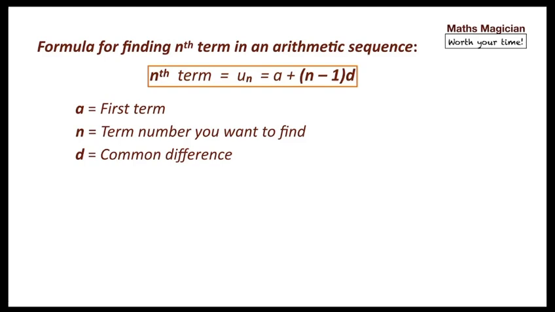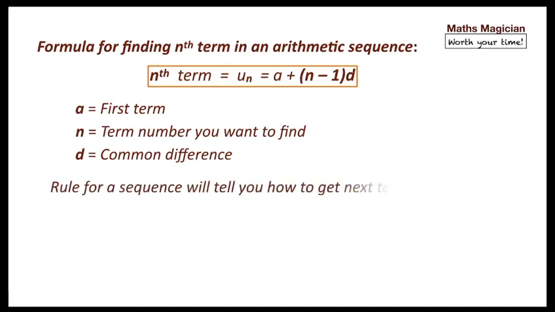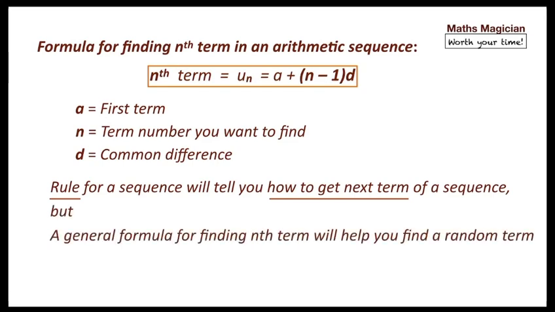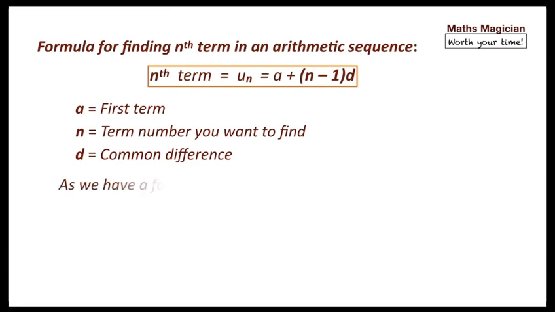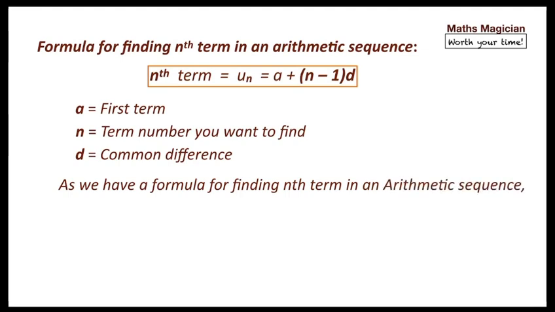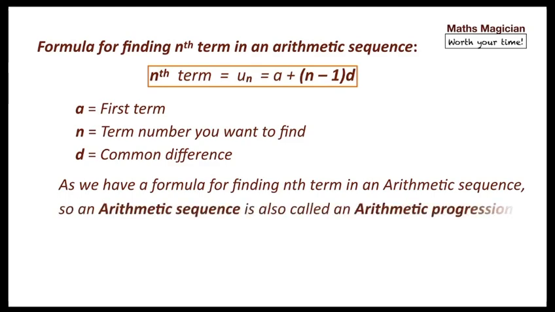As I have said before in my number sequences video, a simple rule for a sequence will tell you how to get next term of a sequence, but a general formula for finding nth term will help you find a random term in the sequence, which means any term in the sequence. As we have a formula for finding nth term in an arithmetic sequence, an arithmetic sequence is also called an arithmetic progression. Now we consider some examples.